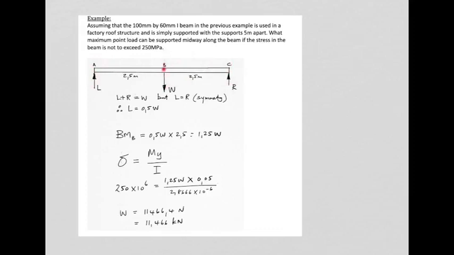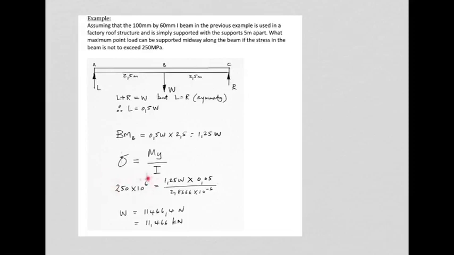The bending moment at this cross section where our hand is placed would be R, which is 0.5 W, multiplied by 2.5 meters. So the bending moment at B would be 1.25 times whatever W was. And remember that the stress in the outermost fiber, sigma, is My over I, that very important bending formula which we discussed a little while ago.